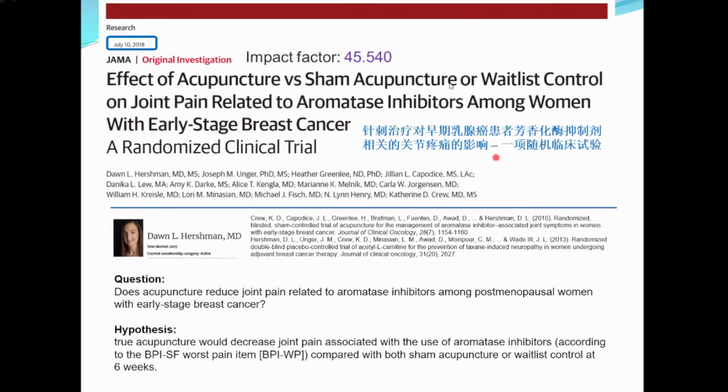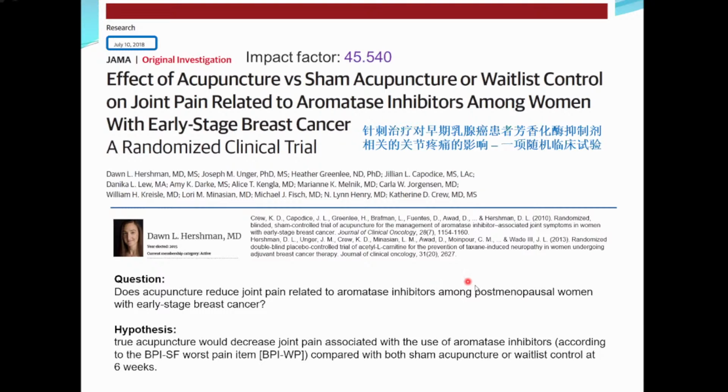Okay, so recently another very well-known study was published in a very well-known journal called JAMA, which is the Journal of the American Medical Association, the official journal of this association, in 2018. This study was published by Columbia University. They wanted to see whether acupuncture can help with one of the side effects of cancer therapy: the joint pain associated with aromatase inhibitors for women with early-stage breast cancer.